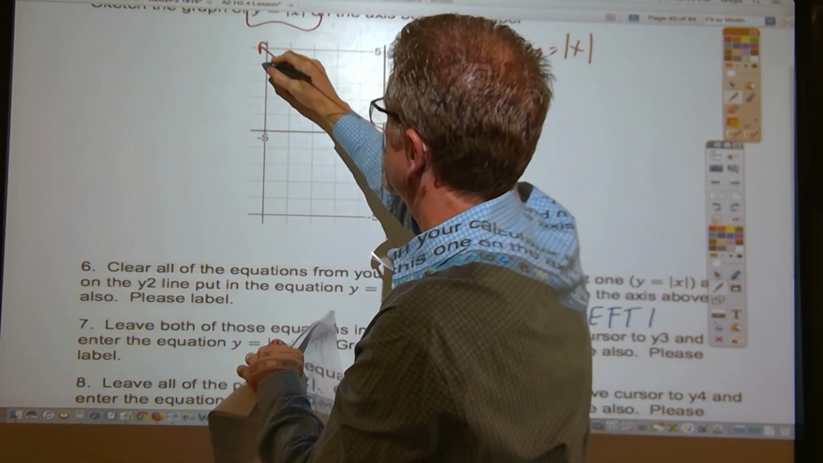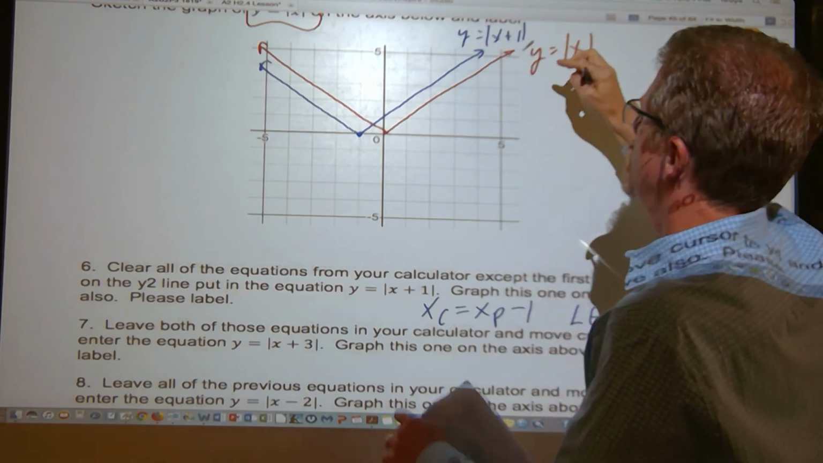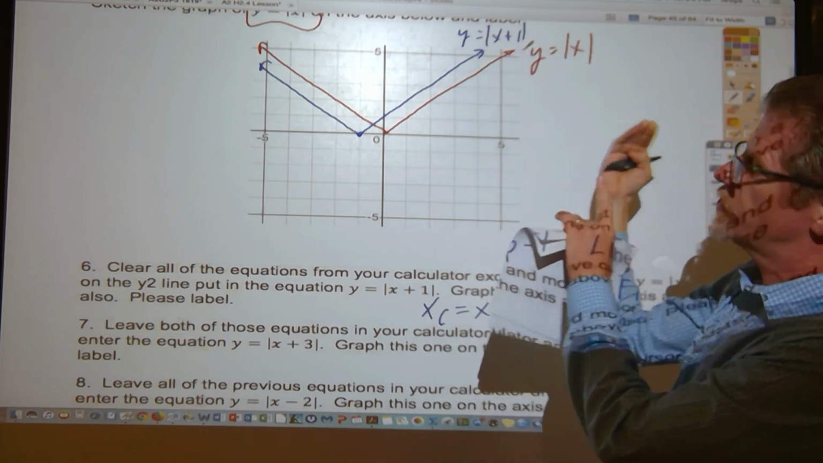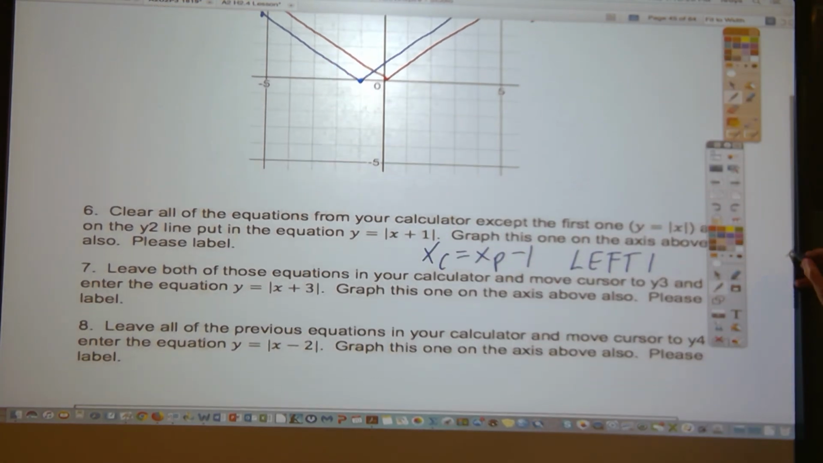These should go pretty quickly. Label it with y equals the absolute value of x plus 1. And you might be thinking, well, plus 1, does that mean right 1? No, we're watching the movie backwards and shifting you left 1. Try 7 and 8 on your own. You can pause the video, complete 7 and 8.